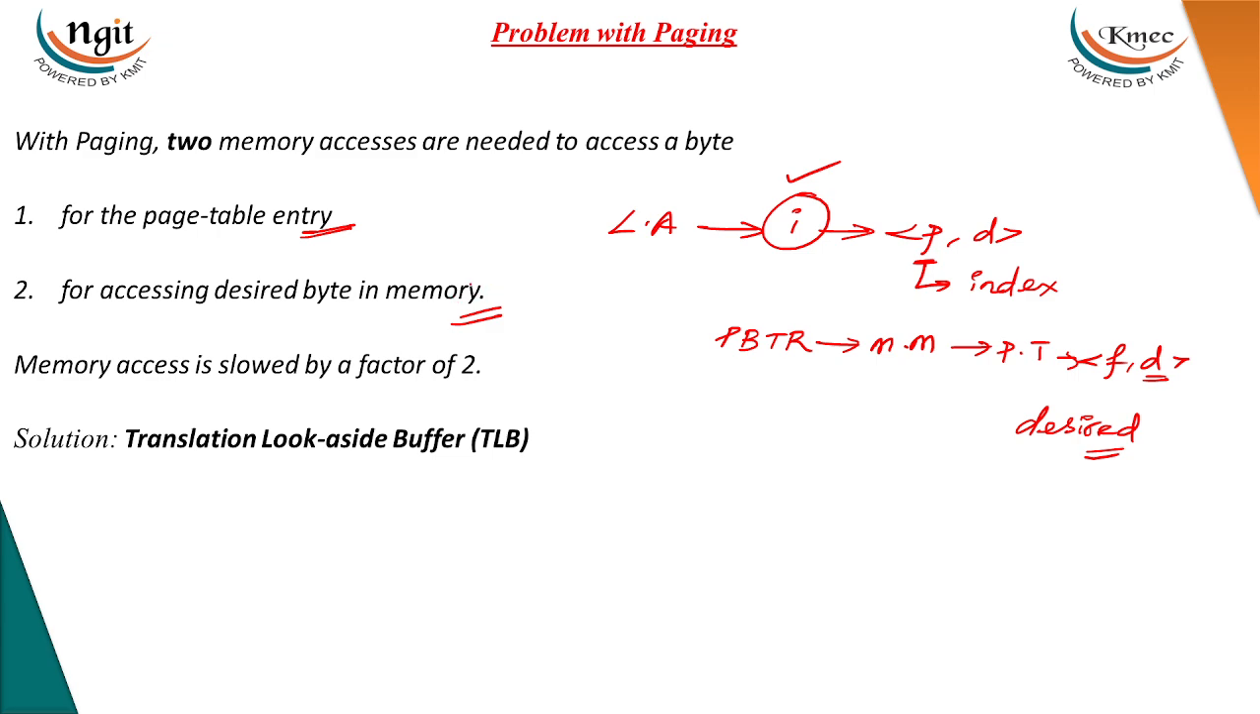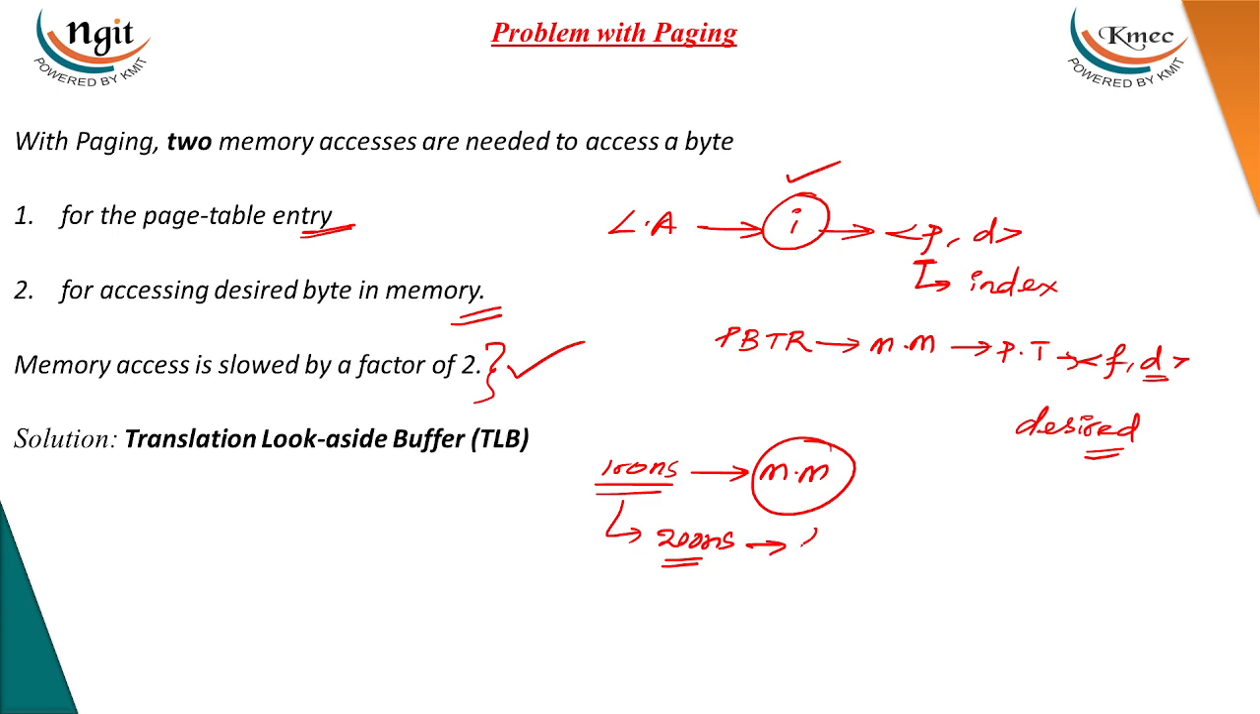That means the memory access is actually slowed down by a factor of 2 here. If it takes 100 nanoseconds to access main memory, then we need two memory accesses. That means we need 200 nanoseconds to fetch the desired byte that is asked for by the CPU.